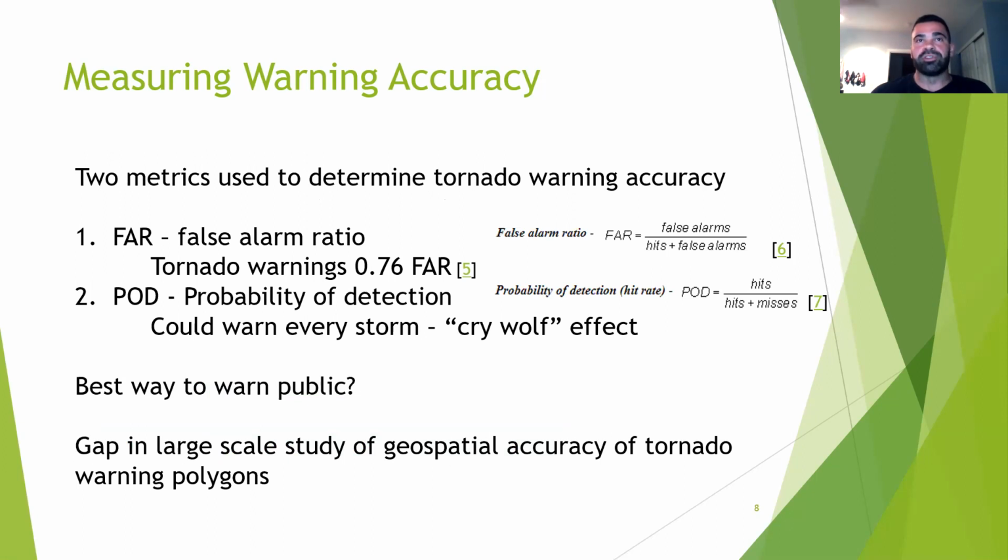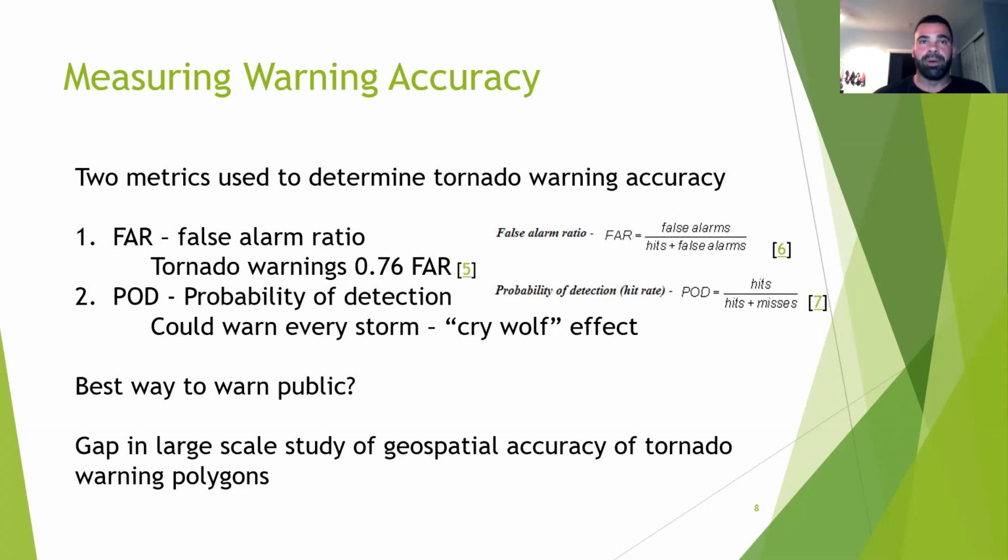So the National Weather Service uses two metrics to determine tornado warning accuracy. These are the false alarm ratio and probability of detection. False alarm ratio, or FAR, is the fraction of predicted events that did not occur. For tornado warnings, FAR is 0.76, or about 1 in every 4 warnings are associated with observed tornadoes. Interestingly, FAR is much higher for other severe weather events, and that's indicating how difficult it is to forecast tornadoes.